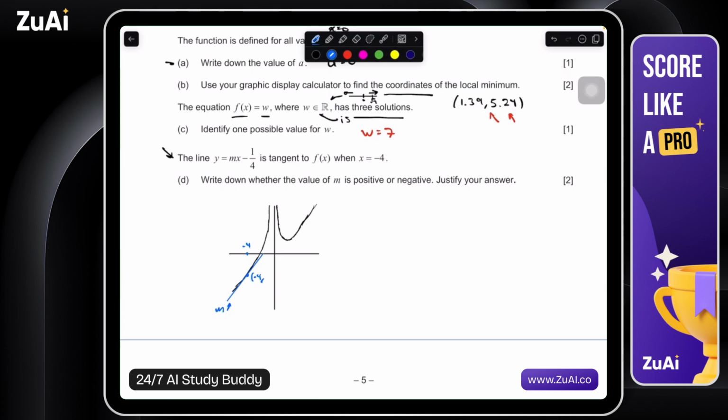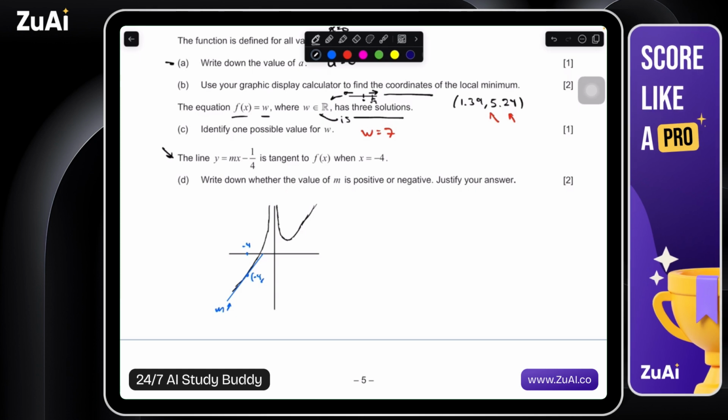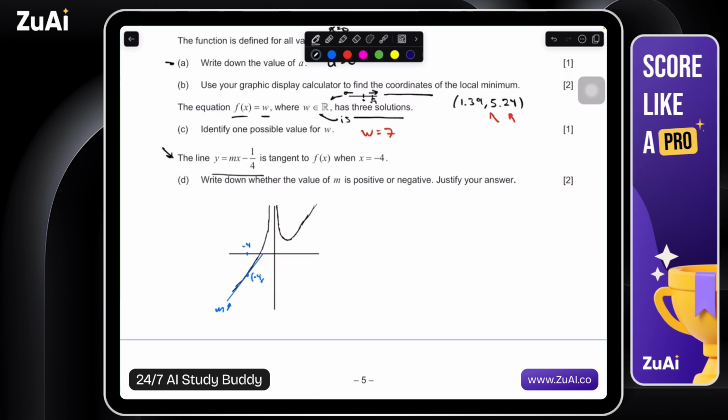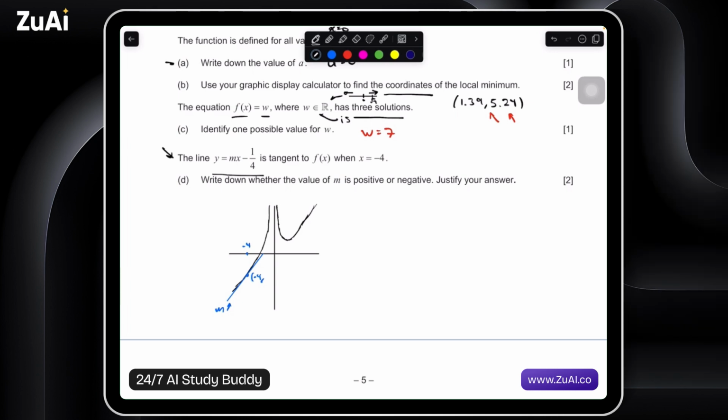Justify your answer. And in this case, I actually looked at the mark scheme earlier, and a graphical solution of just graphing it and seeing whether it slopes upwards or downwards won't actually be a mark in this case. We want us to do some kind of algebraic work. So this is the slope of the tangent line. Y is equal to mx minus 1 over 4. They tell us it's tangent to our function when x is equal to negative 4. Write down whether the value of m is positive or negative.